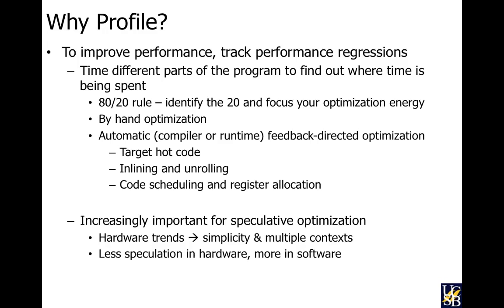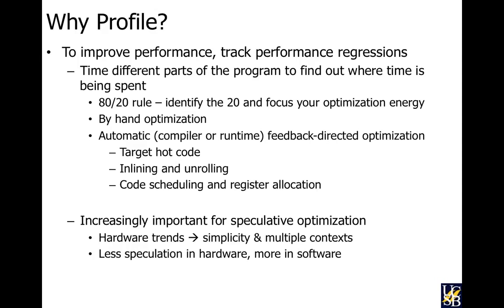So the common technique here is you're going to time different parts of the program to figure out where the time is being spent. If you look at how programs behave, typically there's usually an 80-20 rule or a 90-10 rule, where 20% of the code contributes to 80% of the execution time. So if you can focus in on the 20% that contributes most to performance, you can optimize the program with bigger payoff, less work for more payoff.